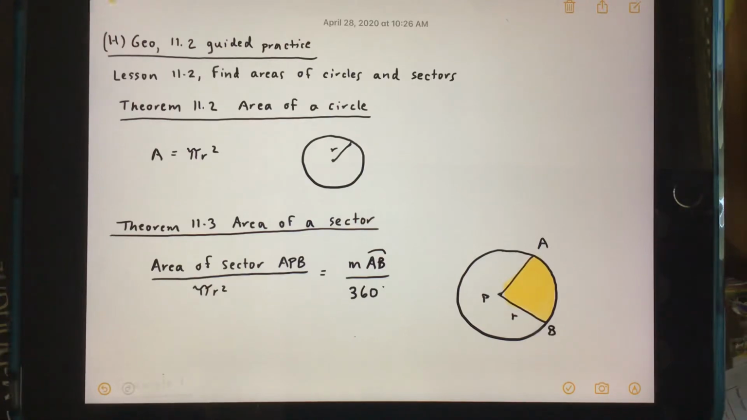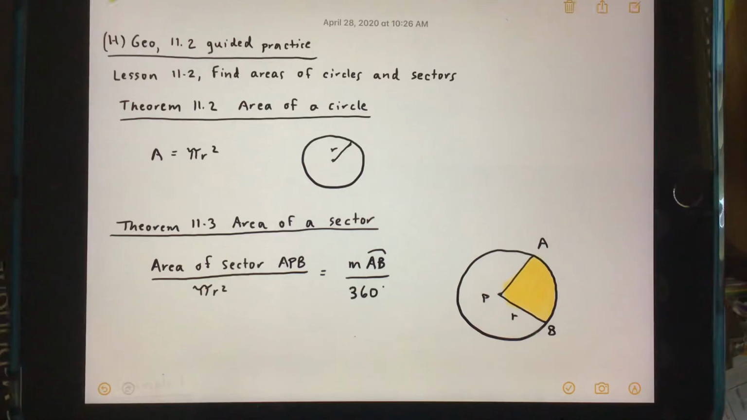The area of a circle can be found by multiplying pi times the radius squared, and that's probably a formula you've seen previously. So we're going to use that again today as we answer some questions about circles. The next theorem is similar, but this time instead of finding the area of the entire circle, we're going to find the area of a sector. Think of it as a pie piece or a pizza piece, and we're going to find out how much area is in that piece.